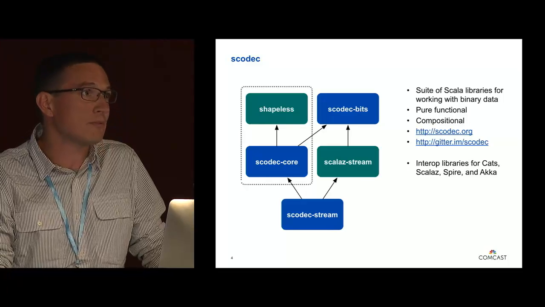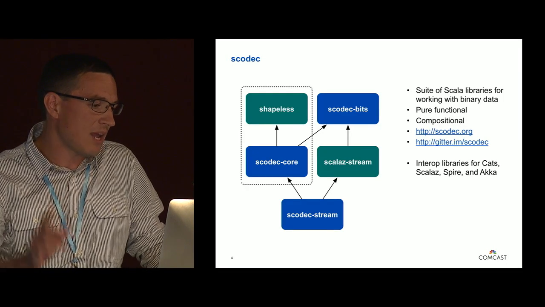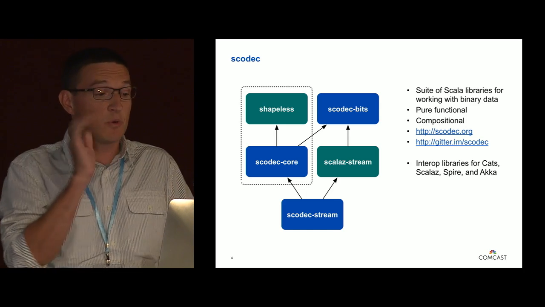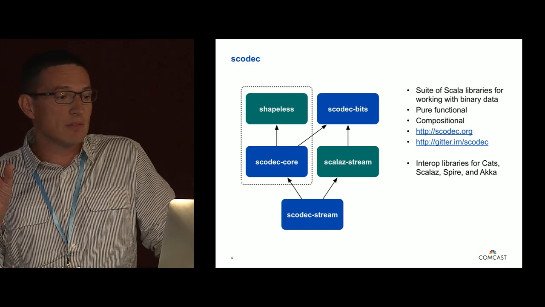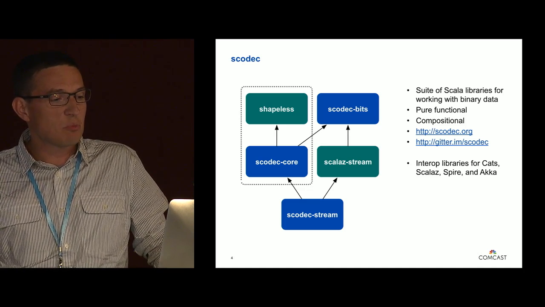So Scodec itself is a set of Scala libraries. Today we're going to be talking mostly about Scodec core and its dependencies on shapeless. And I do want to point out that the only dependency Scodec core has is on shapeless. But it also depends on an internal library called Scodec bits. Scodec bits is your answer if you're looking for a replacement for a byte array, but you still want performance out of it, yet you want immutability.